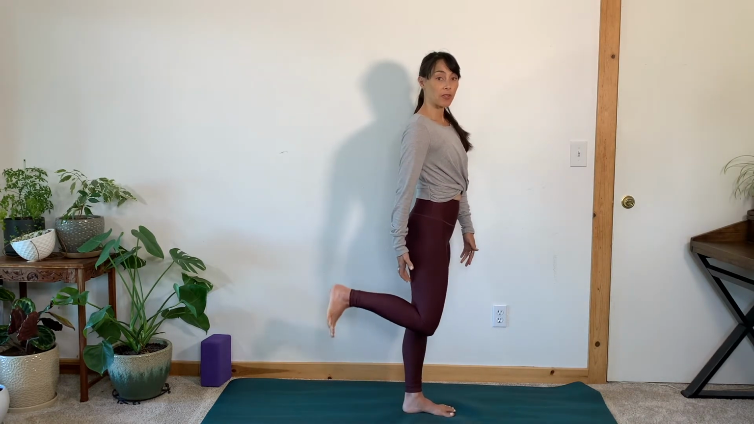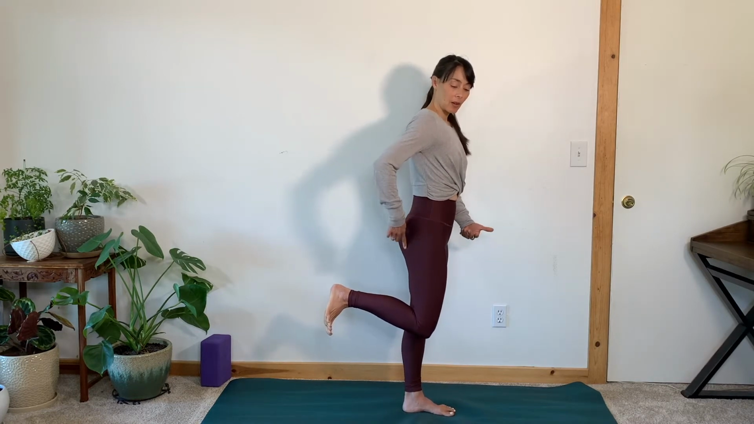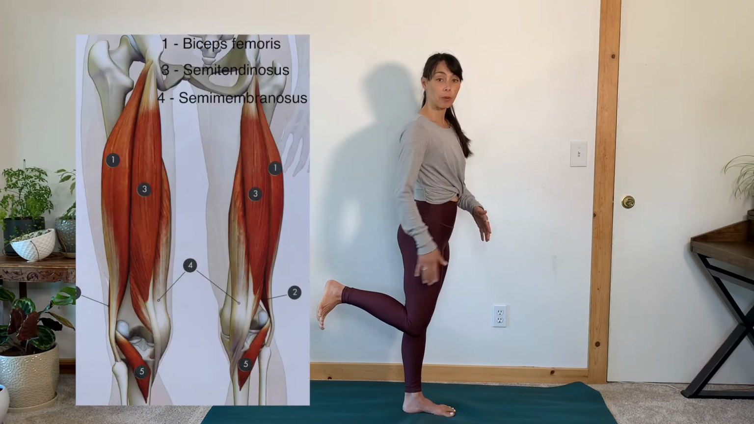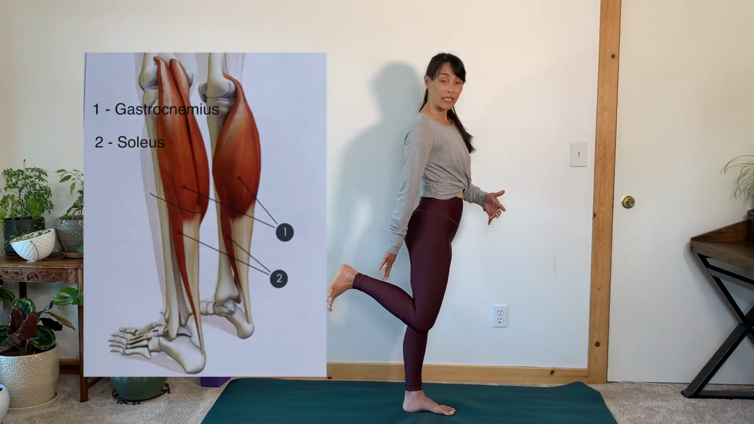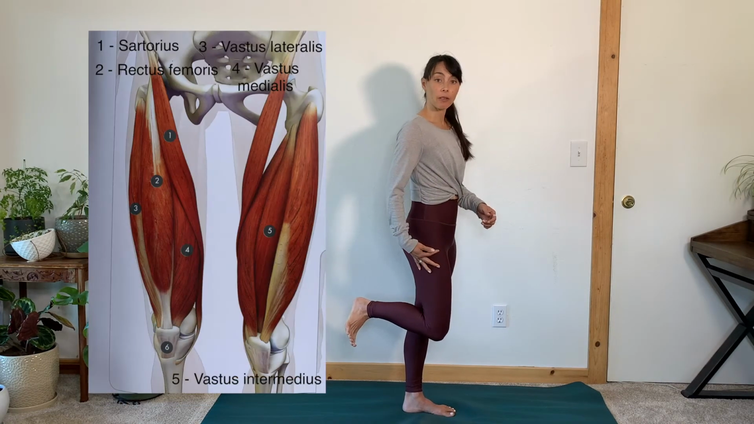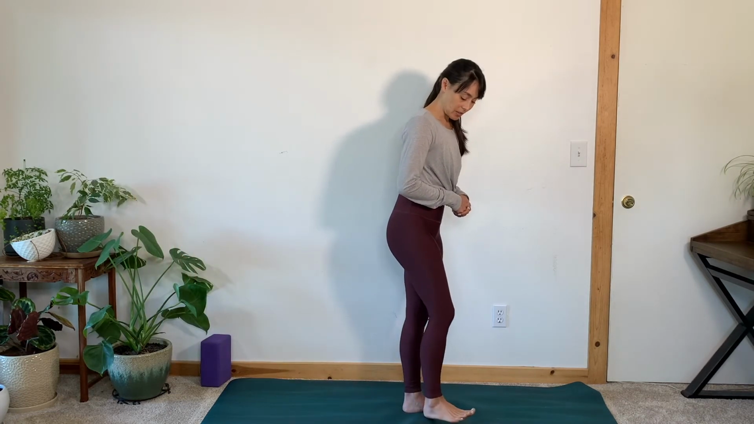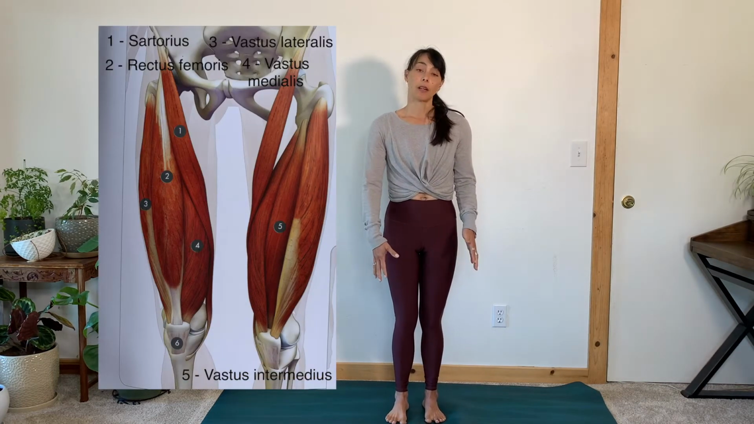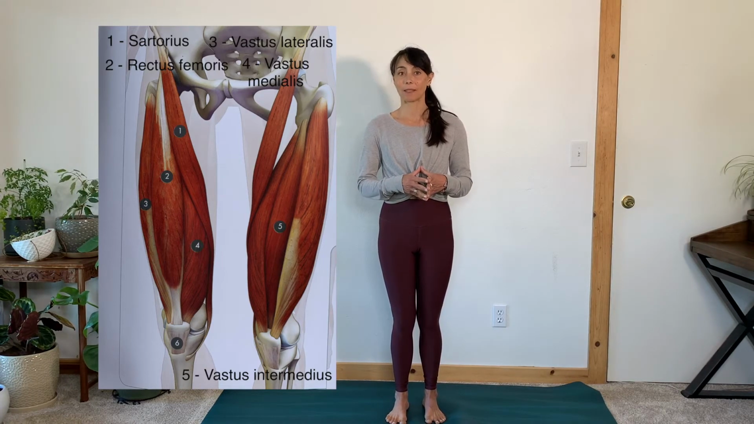So the muscles involved in that flexion of the knee joint are going to be the muscles on the posterior side of the leg or thigh. So we have our biceps femoris, semimembranosus, semitendinosus, we have gastrocnemius, and we even have sartorius involved in that flexion of the knee joint. The extension of the knee joint are going to have muscles involved on the anterior part of the thigh, our rectus femoris, our vastus medialis, our vastus lateralis, and our vastus intermedius.